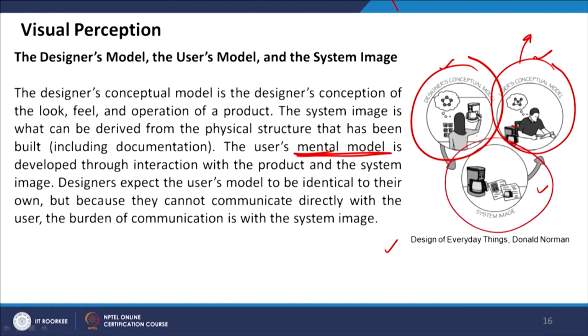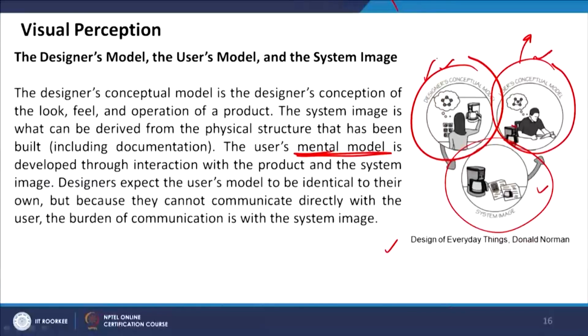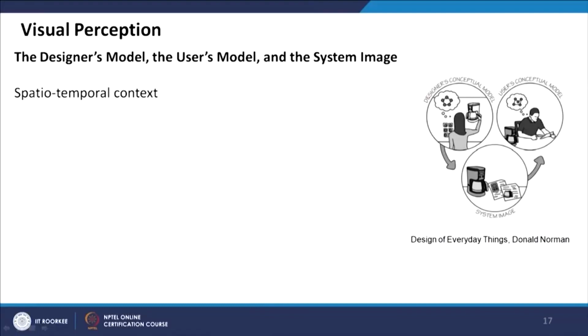The system image is what is created by different products, or in this case the product can be a web application or UI UX application. The designer's conceptual model is what the designer creates, and the user's conceptual model is what users already have in their mental model. So this is a dynamic model. Whenever designers create something, they have to respond to what users might already have in their minds.